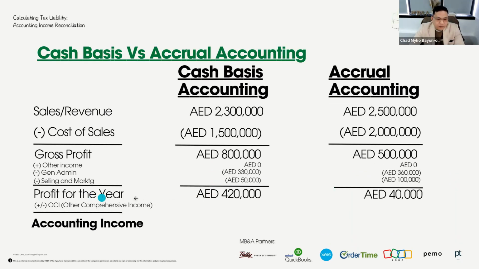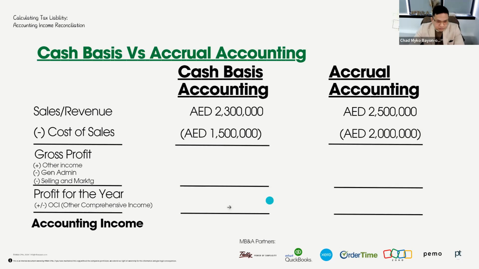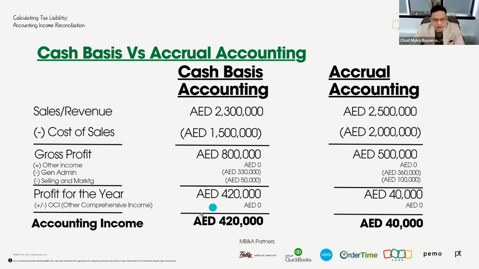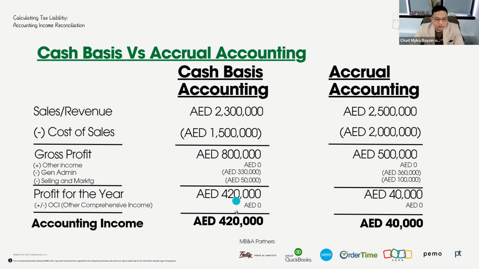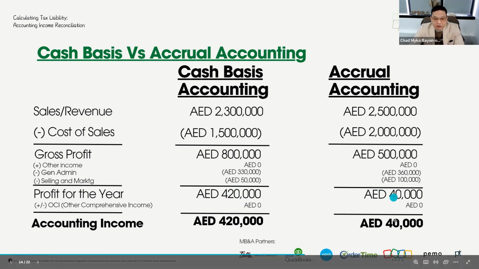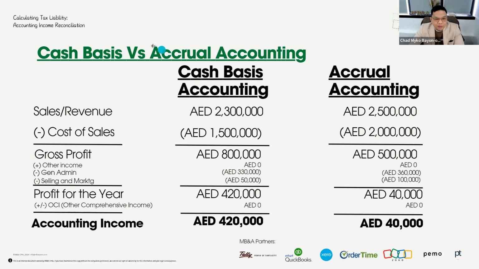Okay, so the profit for the year is 420,000 for cash basis accounting, and for accrual accounting, that is 40,000. Do we have any OCI incomes? Since we don't, the accounting income that we have is 420,000 for cash basis accounting, and 40,000 for accrual accounting. Okay, so that's how we will be computing accounting income with accrual accounting and cash basis accounting.